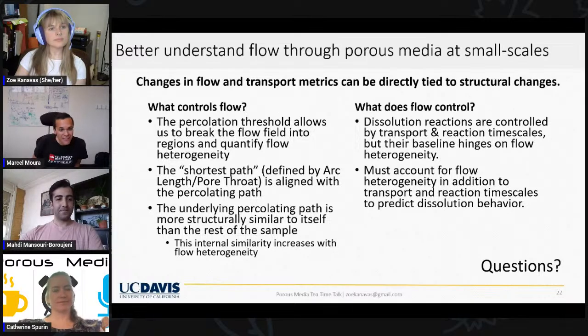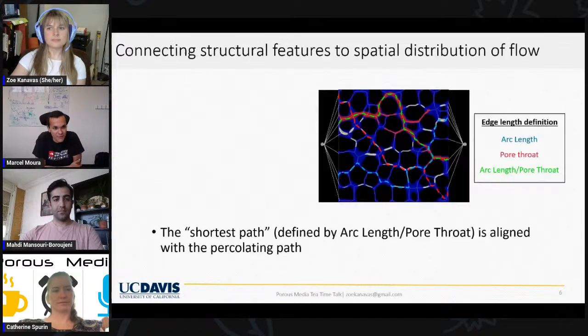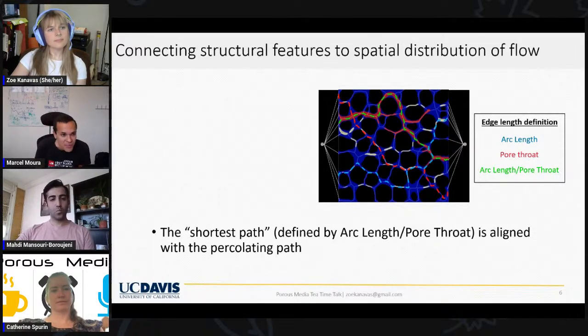You defined this metric for the shortest path, weighting the lengths by the arc length divided by pore throat, right? And then, if I understood right, you found that the shortest path using this metric correlated with the mobile region, so with the points of highest velocity. Is this result robust regardless of the pore structure? Do you always find that this edge definition is the one that correlates with the high velocity?